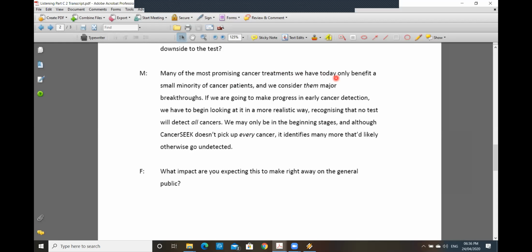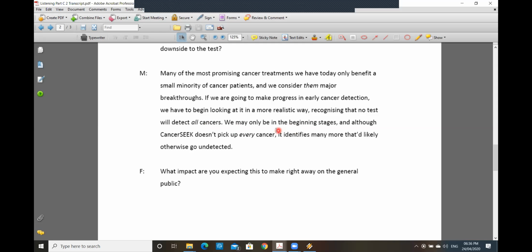So he straight away went on to comparing. He said that most promising cancer treatments we have are only beneficial to a small minority, but still they are considered to be a major development. So if we take this CancerSEEK and look at it in a more realistic way, there will be no test which can detect all cancers. There cannot be any test which can detect all cancers. So that helps me to rule out B.